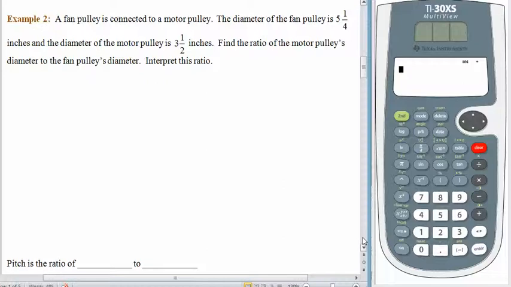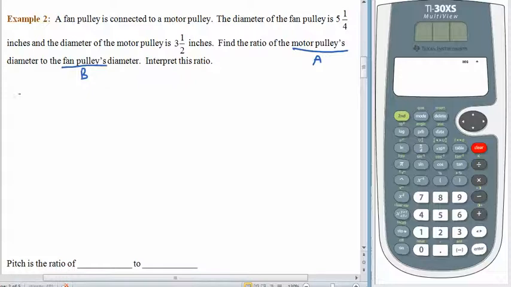We have a fan pulley connected to a motor pulley. The diameter of the fan pulley is 5 1/4 inches. The diameter of the motor pulley is 3 1/2 inches. We would like to find the ratio of the motor pulley's diameter to the fan pulley's diameter. So the motor pulley gets mentioned first. That acts as the A. The fan pulley gets mentioned second. That acts as the B.